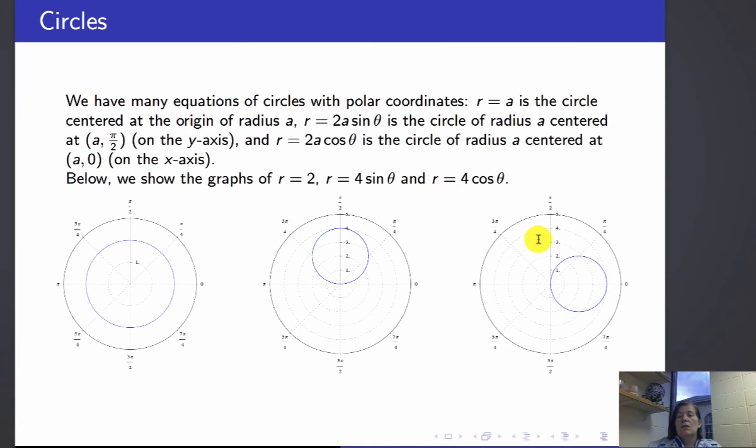So we see here the graph of r equals 4 times cosine theta on the right. 2a equals 4 here, so a equals 2. So this traces out a circle of radius 2 centered at the point on the x-axis where x equals 2. And the circle corresponding to r equals 4 times sine theta is shown here in the middle. It's centered on the y-axis at the point y equals 2, and it has radius 2. And the circle r equals 2 is centered at the origin and has radius 2, and that's shown on the left here.